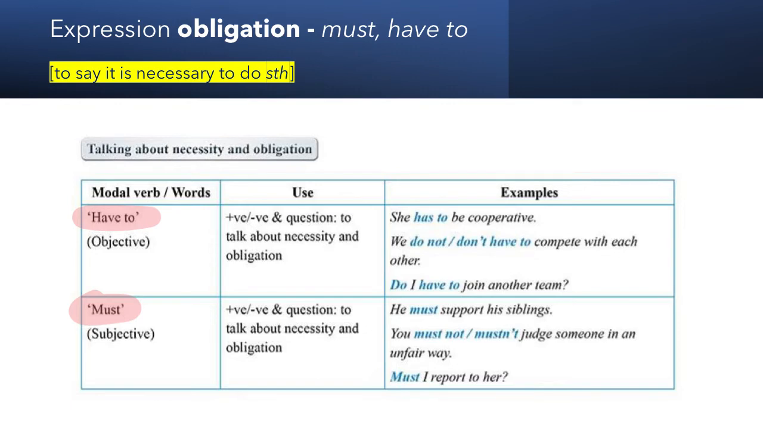Have to and must are slightly different in the sense that have to is used to talk about something objective. That means you have the obligation to do something because of some external rules or obligations. It's not your opinion, but it's according to some objective existing rules.